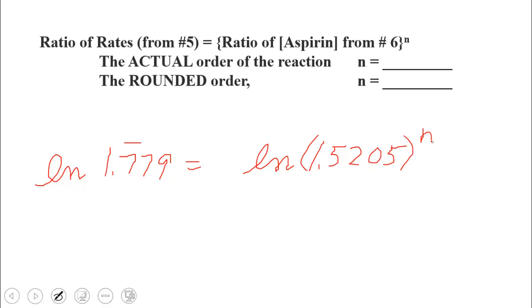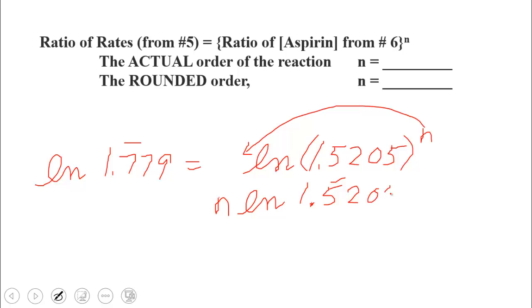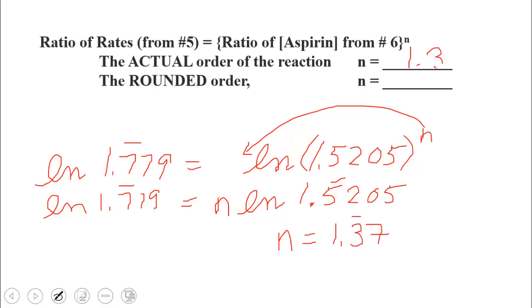Now remember, with natural logs, the n coefficient can come out front. So I'm going to take n times the natural log of 1.5205 equal to the natural log of 1.779. And what I get here is n is equal to 1.37. Okay, so I'm going to put out the actual order then, 1.37. And of course, I'd round that to 1.4 with significant digits.